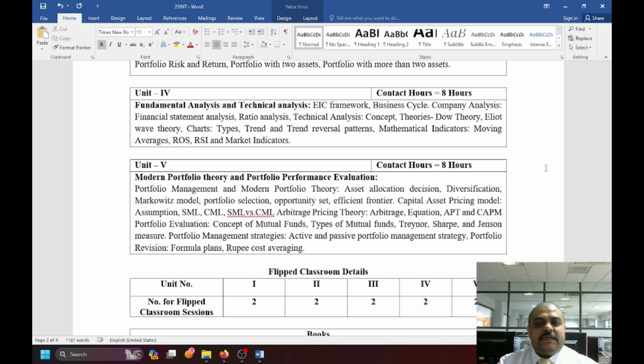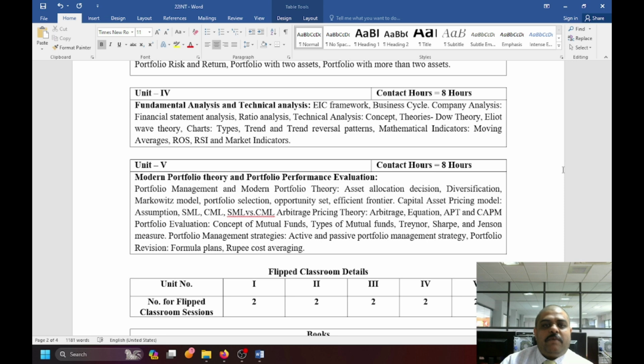We do analyze certain stocks or securities before making any investment. There are two broad analyses that come into the picture: fundamental analysis and technical analysis. In fundamental analysis, we basically study the financial statements of the company, the ratios, and the profitability of the firm. Based on that study, we analyze whether the stock is suitable for investment or not. So that is one aspect.